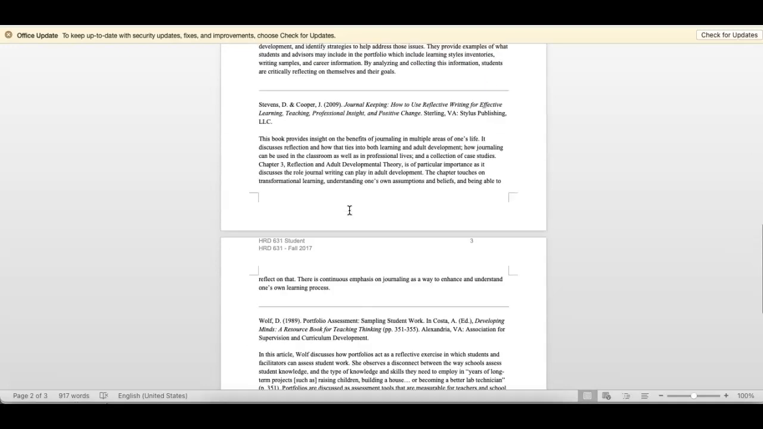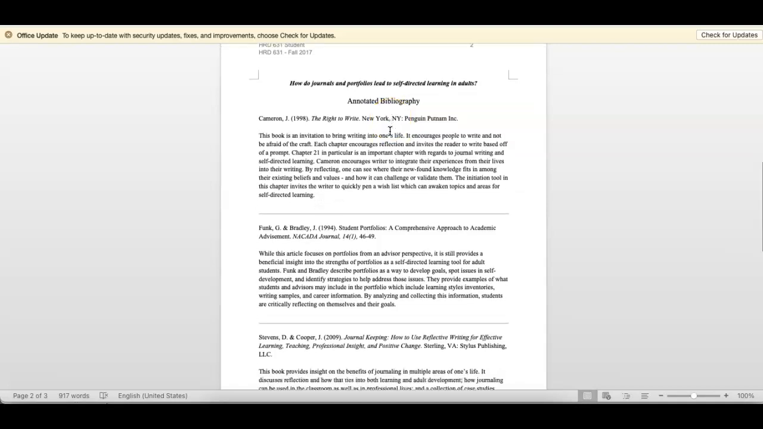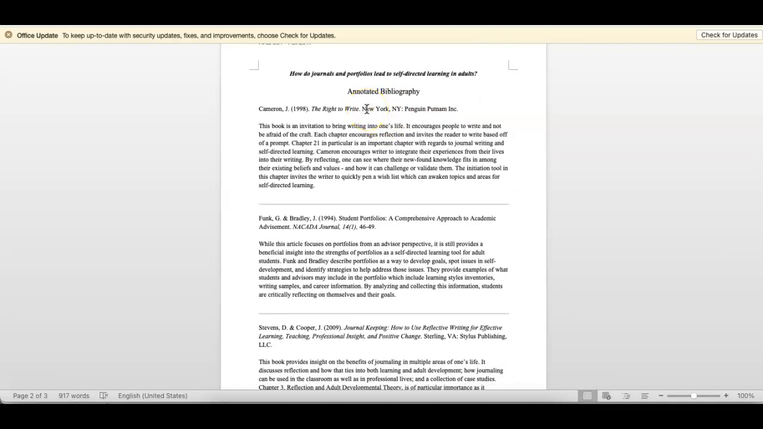And I can say this one, there's 1, 2, 3, 4. There's 4 references that this person used. One could be the book. In this case, it's Julia Cameron's The Right to Write book. And really what an annotated bibliography is, for maybe somebody that hasn't written it, first of all, it's the reference, and then you give just a paragraph about what the book is about or what the reference is about.